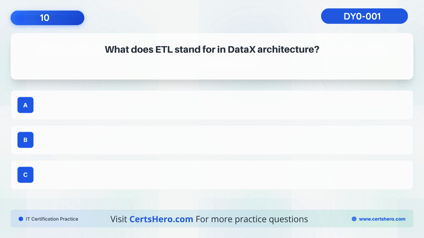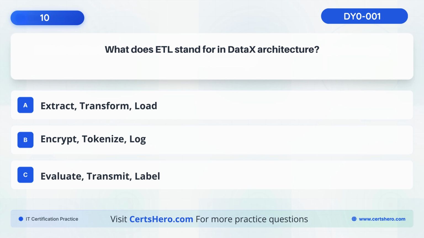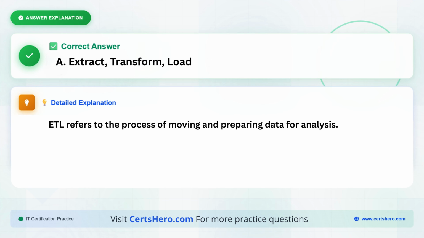What does ETL stand for in DataX architecture? A. Extract, transform, load. B. Encrypt, tokenize, log. C. Evaluate, transmit, label. Correct answer is A. Extract, transform, load. ETL refers to the process of moving and preparing data for analysis.